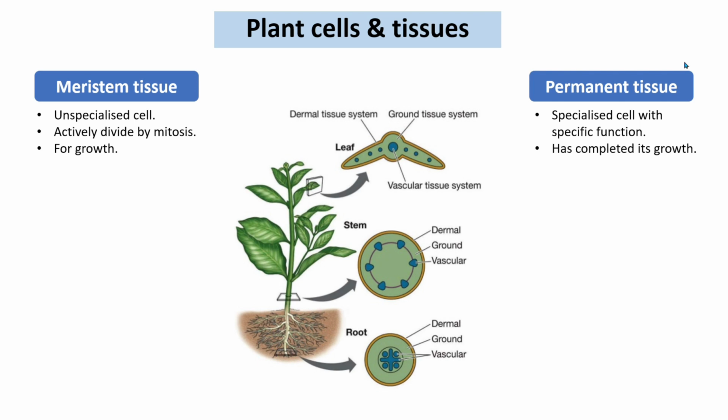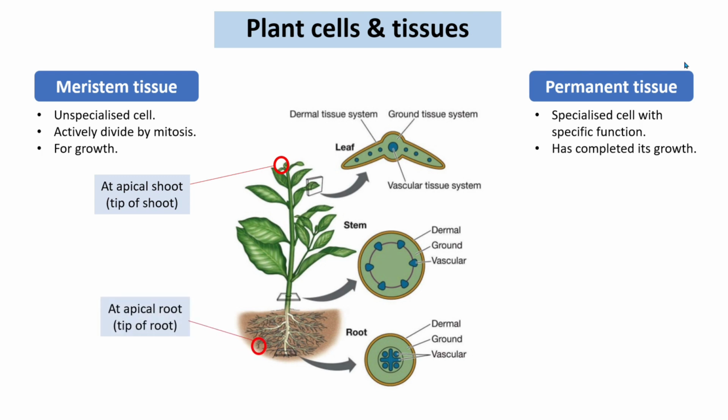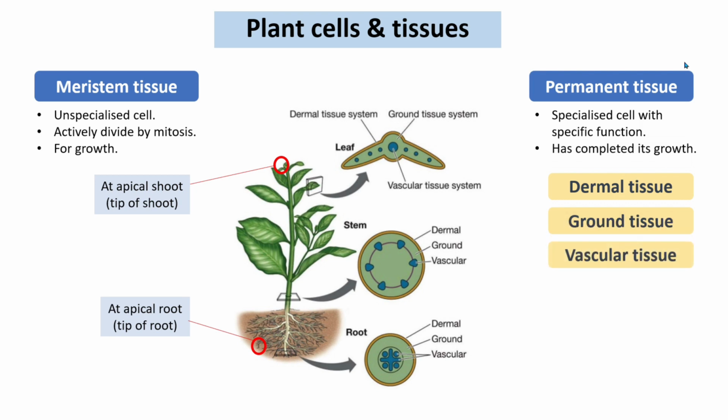Meristem tissue is located at the apical shoot or tip of shoot, and at the apical root or tip of root. Permanent tissue can be divided into three types, which are dermal tissue, ground tissue, and vascular tissue. All of these three types of tissue can be found in the leaf, stem, and root.